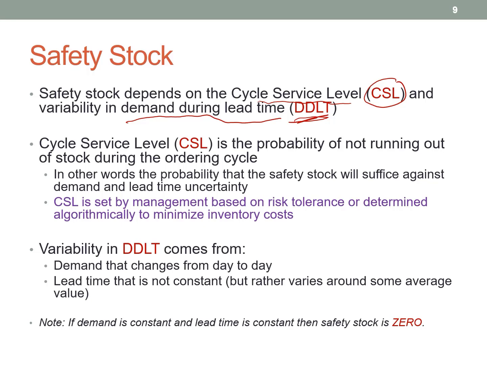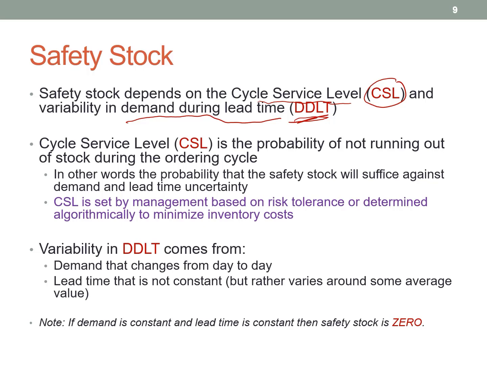Sometimes cycle service level is set by management based on the risk tolerance or risk preference. So for some products we might have a rather low risk tolerance, and we might say, okay, the service level should be 99%. 99% of the time we should not run out of stock before the new shipment arrives from the supplier. For some other products, maybe which are not as profitable to sell, we may set a lower service level. We might say these products are not that profitable, so let's just say 90% of the time we don't want them to be out of stock. So the cycle service level is 90% or 0.9. Okay? So the management might set the cycle service level based on their risk tolerance or preference.